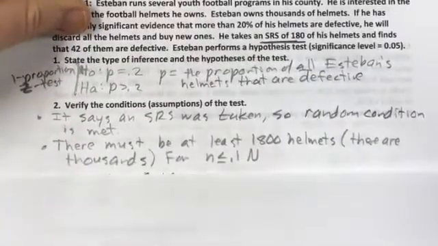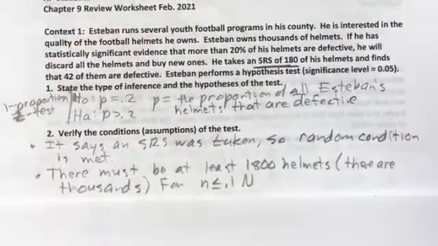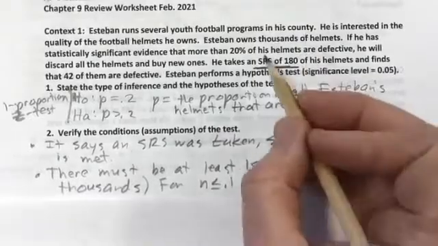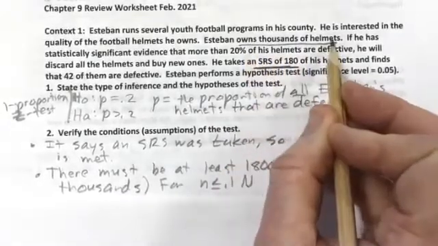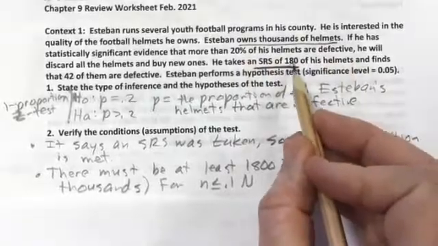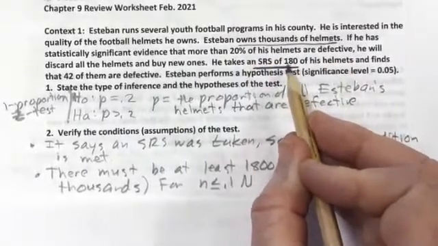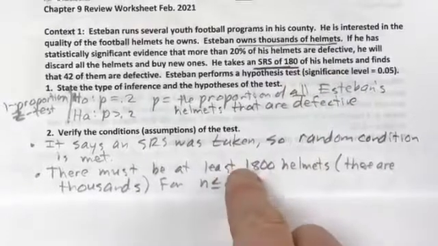All right, the next thing, there must be at least 1,800 helmets for our sample size to be less than 10% of our population size. That ensures independence, and that ensures we can use the formula for the standard error. And that's why it said this, he owns thousands of them. Okay, that ensures our population is big enough because we're not using replacement here. When we take out these 180 helmets, we're changing the population, but we're not changing it significantly if it's big enough. Okay, so that's the why behind that.